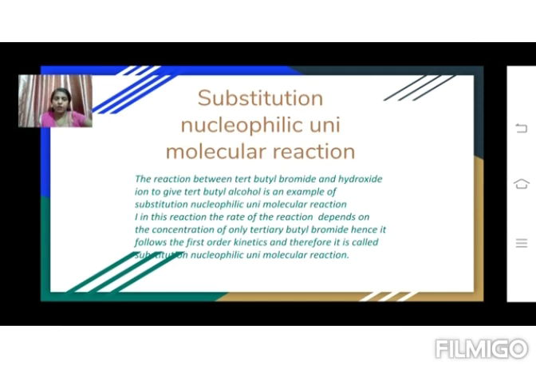Right now in this reaction, that is SN1, the reaction between tertiary butyl bromide and the hydroxide ion to give tert butyl alcohol is an example of substitutional nucleophilic unimolecular reaction. That is our SN1 reaction. In this reaction, the rate depends on the concentration of only and only the tertiary butyl bromide, right? Hence, it follows first order kinetics, and therefore it is called substitutional nucleophilic unimolecular reaction. The reaction rate depends upon the concentration of only one substrate, so unimolecular.